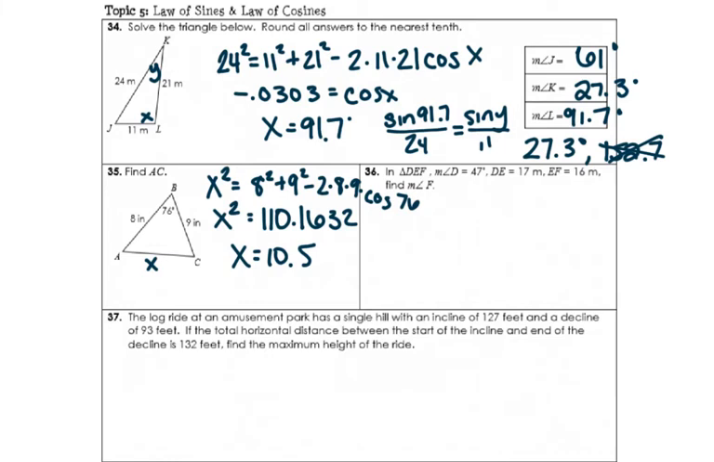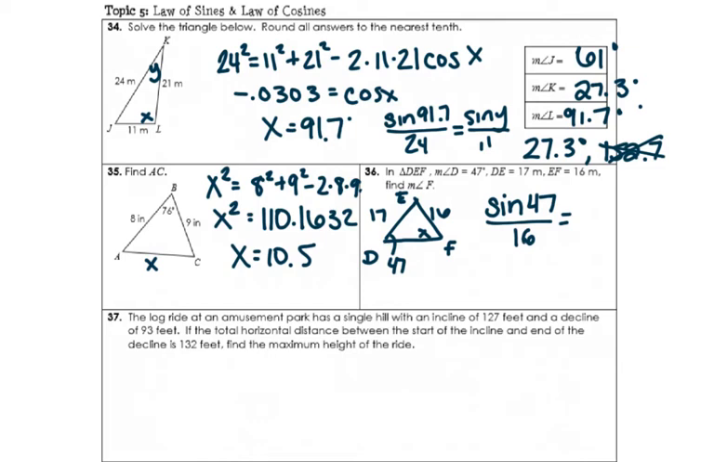Okay. For number 36, I'm going to draw a picture. And I need to use the law of sines. So I'm going to set it up. It's a 16. I'm going to cross multiply.